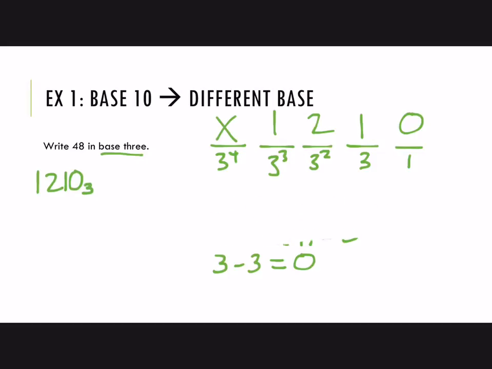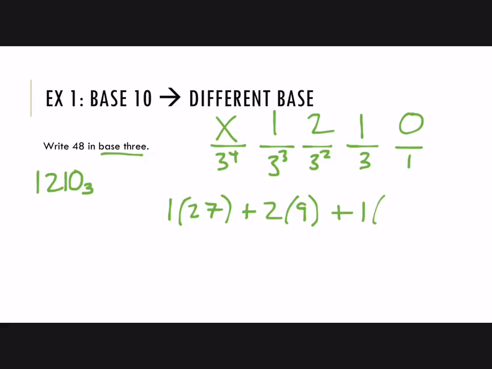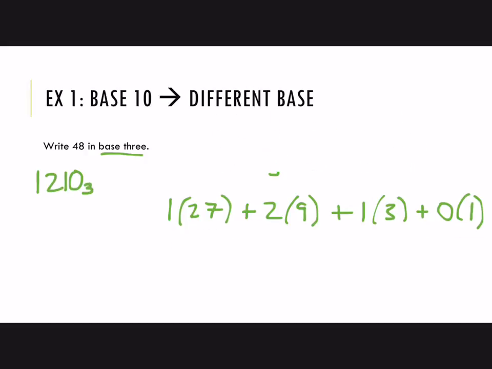So let's summarize here. What this is really saying is that 48 is one group of 27 plus 2 groups of 9 plus one group of 3 and 0 groups of 1. So if you work this all out using order of operations, multiply and then add, double check and make sure that that does equal 48, and if so, then you know that the answer is correct. So that's one way to do this. Let's look at a second method.